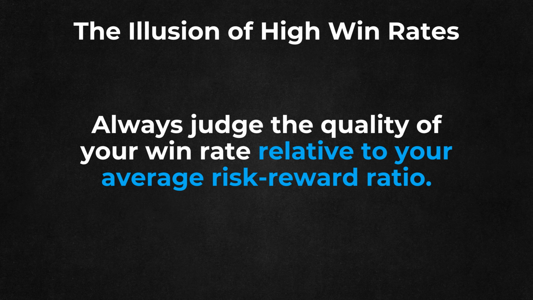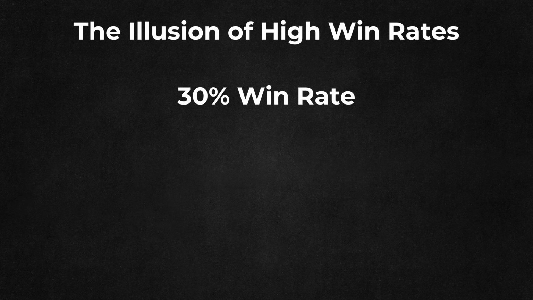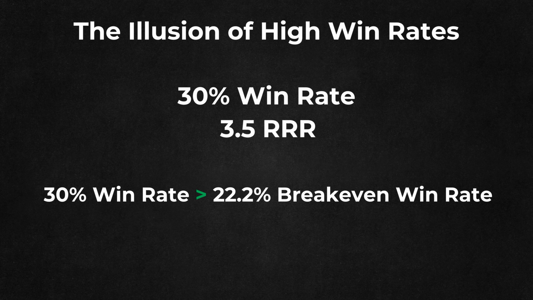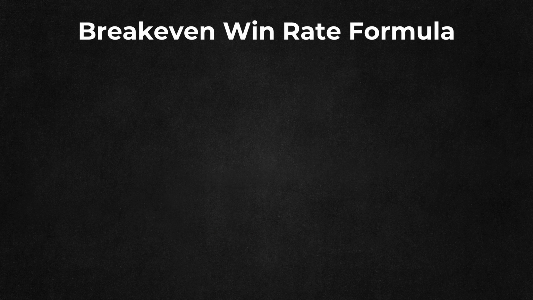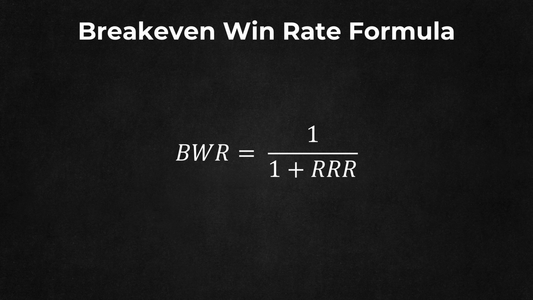For example, let's say a trader has 30% win rate and an average risk-reward ratio of 1 to 3.5. A 30% win ratio seems too low, but in the context of a 3.5 ratio, it's more than enough because for this ratio, the break-even win rate is only 22.2%. So this trader will make money despite the low win rate. In order to know the break-even win rate for a given risk-reward ratio, you can use this simple formula: 1 divided by 1 plus the risk-reward ratio.